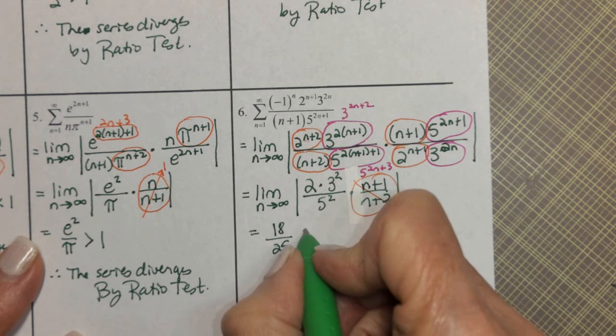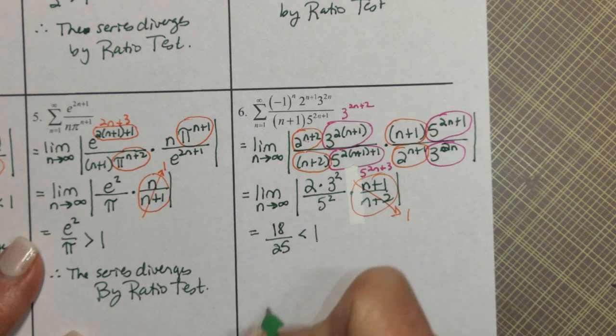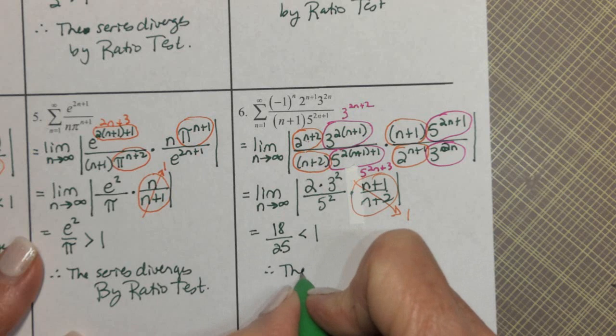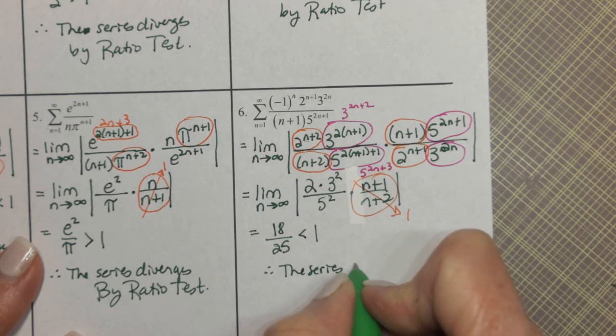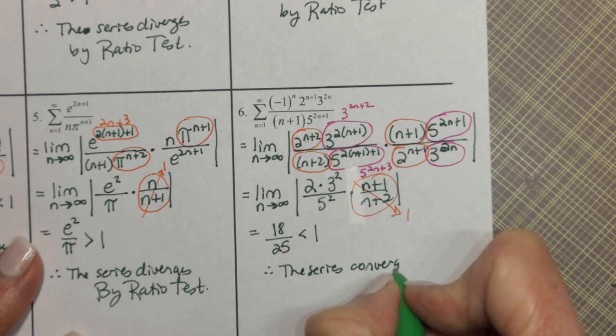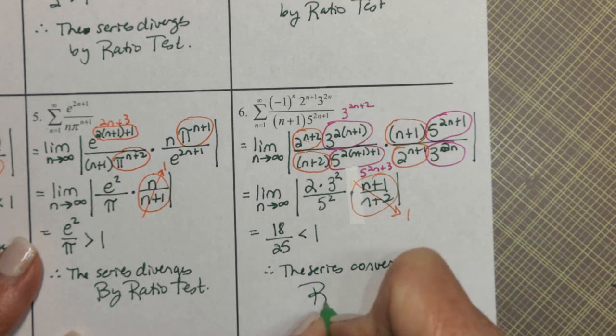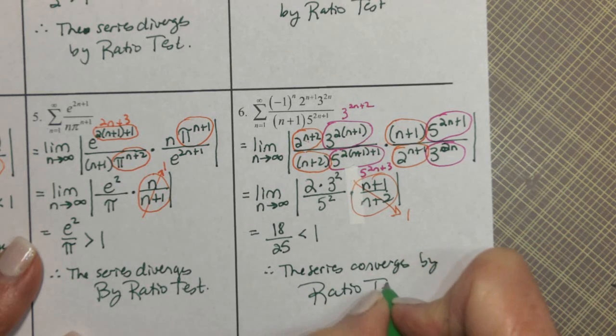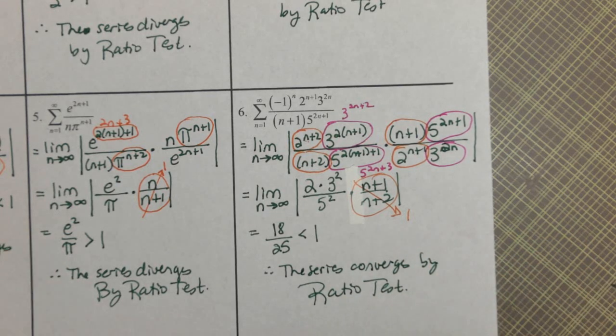And 18 over 25 is less than 1. So the series converges by the ratio test. And that is the ratio test. It's a little complicated, but you've got to have good algebra skills, good exponent skills, good limit skills. But that is the ratio test.